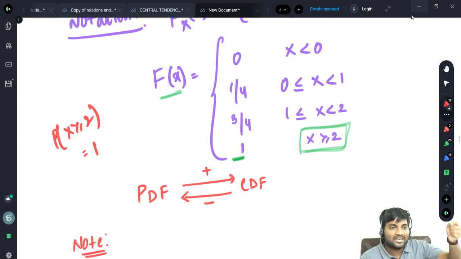In our die example, what was the probability that x is equal to 2? It is 1 by 4. So the probability that x is greater than or equal to 2 will be 1 by 4. But they will always give you the CDF only. First we will convert it to a probability distribution function, and then from the PDF we will calculate those probabilities. So we will never get a wrong answer. Okay.